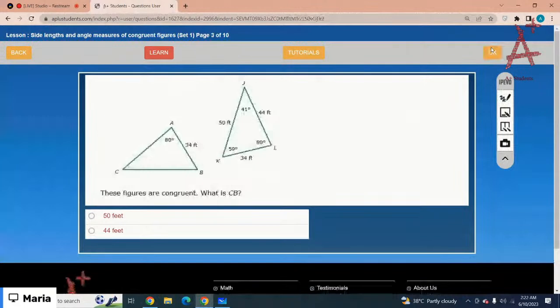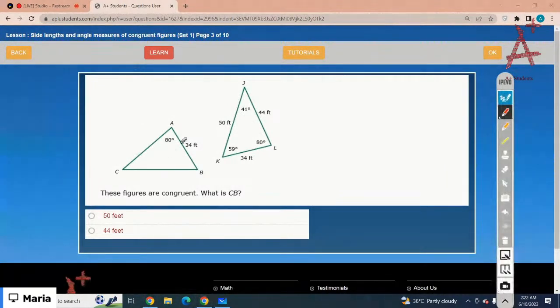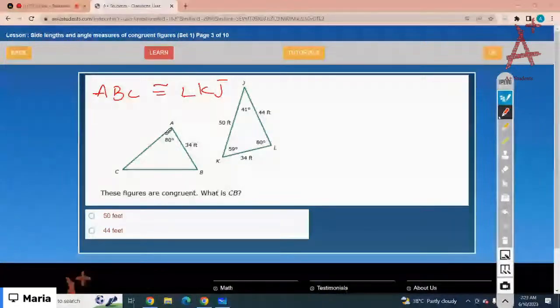These figures are congruent. What is CB? Okay, let's just write down the corresponding statement first. Got it? That would be very helpful. From the corresponding statement, you know the order. Triangle ABC, A is 80. That means it is congruent to triangle LKJ. Got it? So A is congruent to L. A is 80, L is 80. B is congruent to K, K is 59, so B is 59. And C is congruent to J. J is 41, so it would be 41.